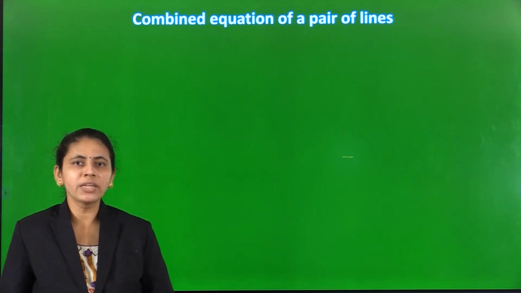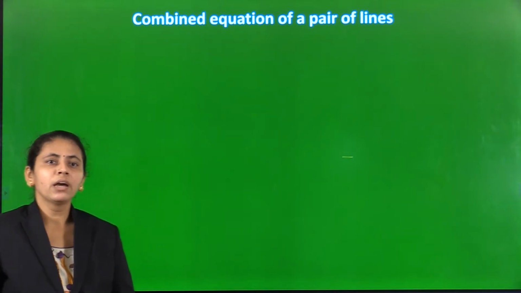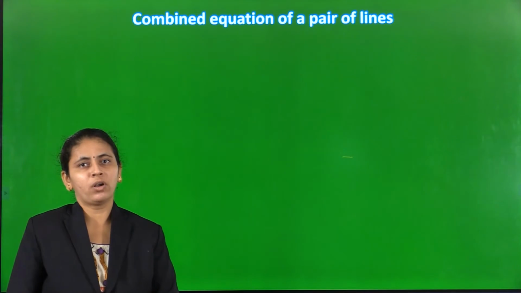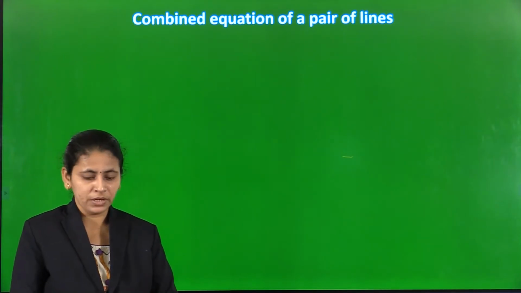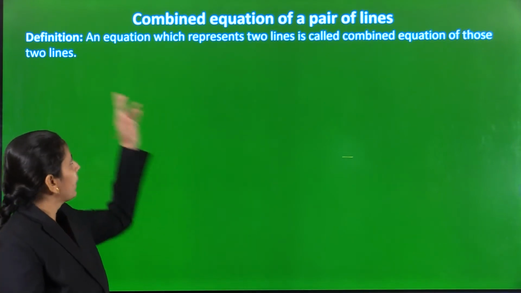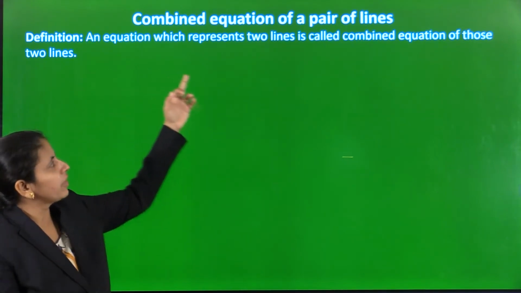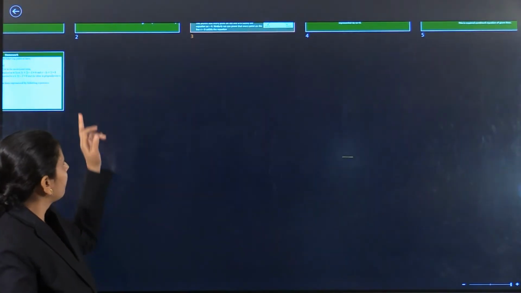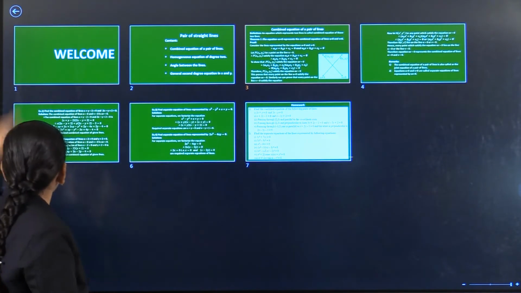If we have two equations of lines, then an equation which represents both lines is called the combined equation of the lines. What is the definition of combined equation? An equation which represents two lines is called the combined equation of those two lines.